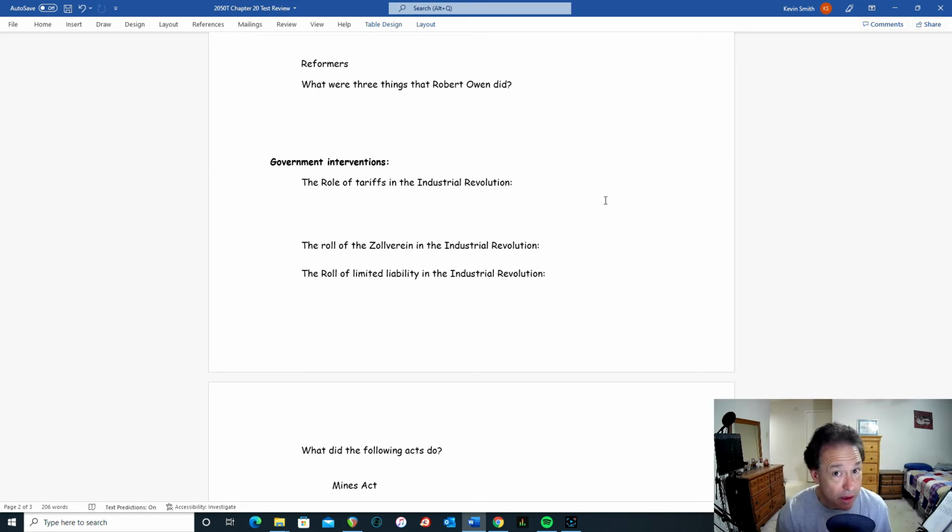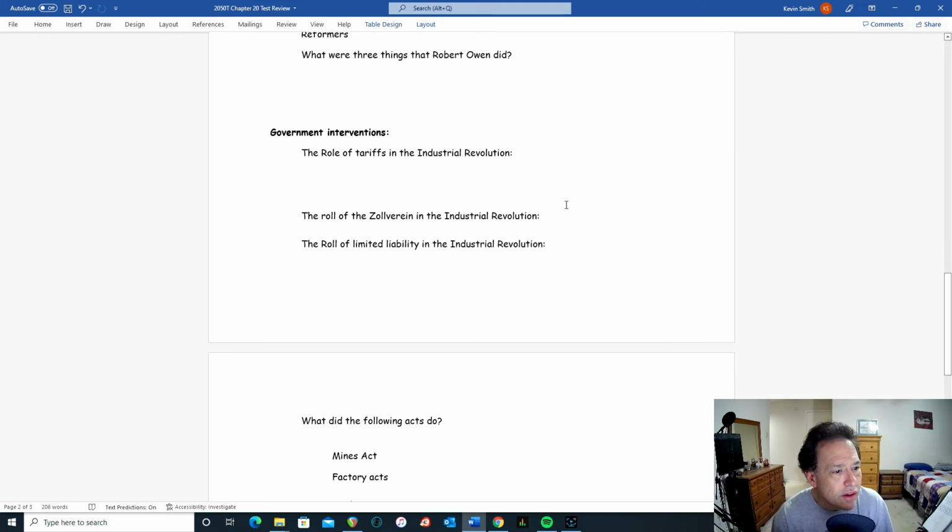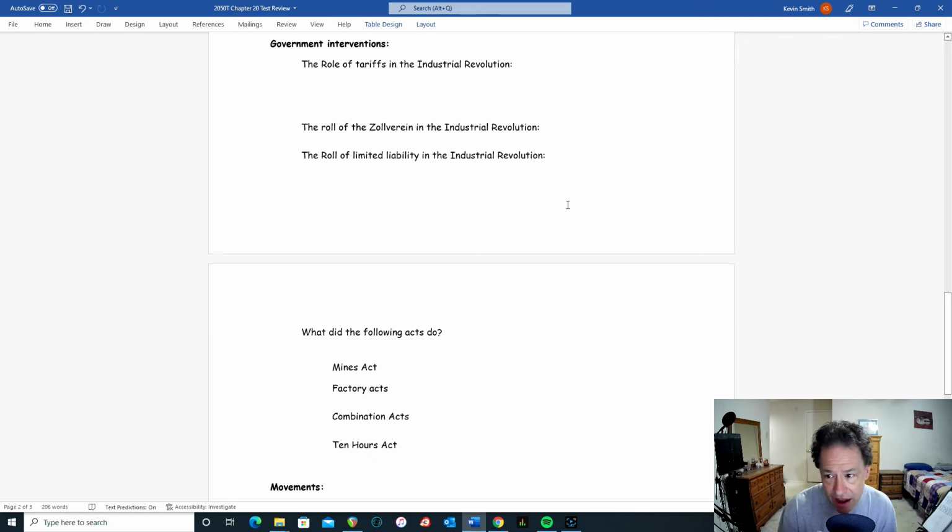In other words, you've got to pay your workers enough to live on. And if they don't have enough to live on because tariffs are so high, that's going to hurt you, the factory owner, because now you have to pay them more. So you've got this thing called the Zollverein. And what is that? And what role did it play in the Industrial Revolution? And this is a German thing. The Zollverein was an economic union, kind of like the European Union, or kind of like NAFTA. And it was among the various states of the German Confederation.